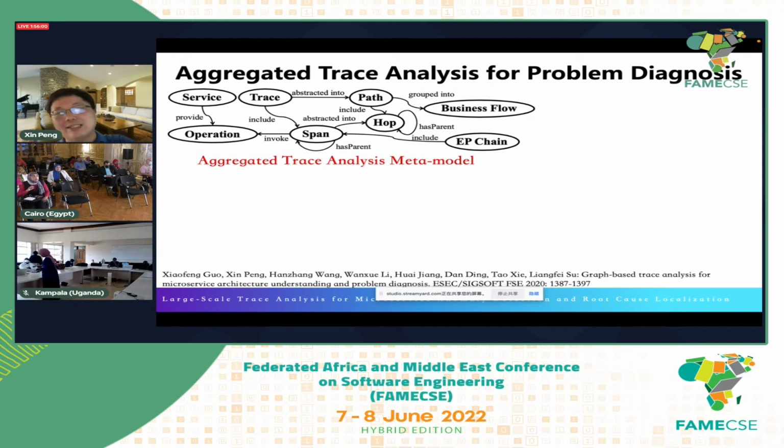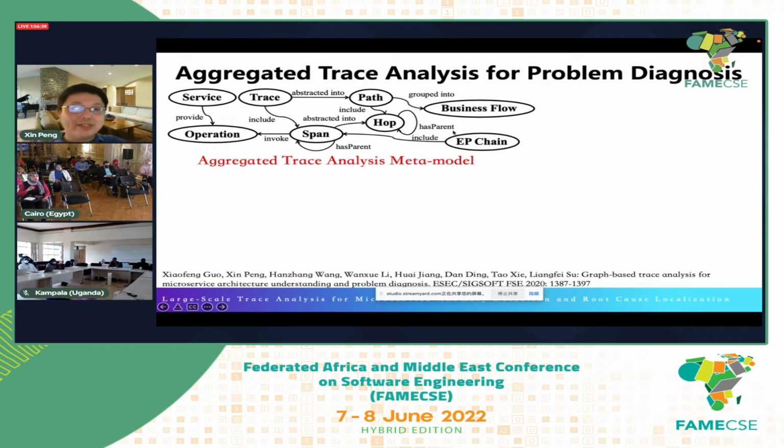Trace sampling is widely used because the number of traces is very huge, and not every trace is useful, because most of the traces may just repeat the same behaviors. So we can do trace sampling. Even when trace sampling is used, the number of traces collected for analysis is still very huge. So in this work, we try to aggregate the traces together. Then we can do trace analysis not at the initial trace level, but based on the aggregated traces.